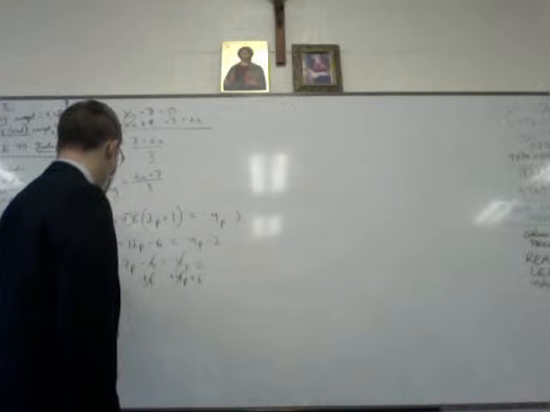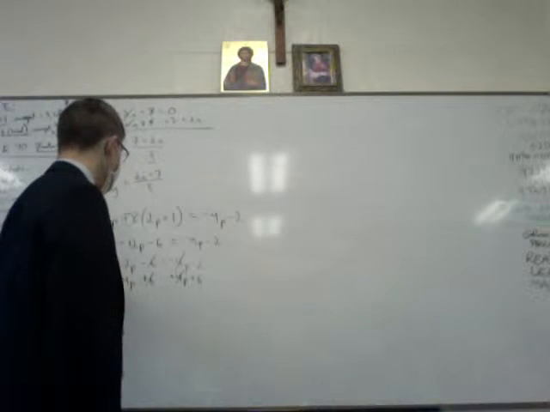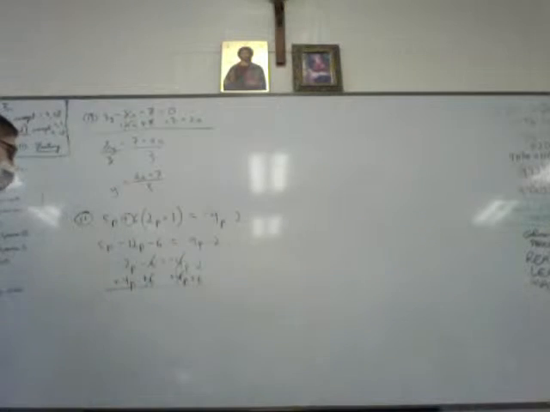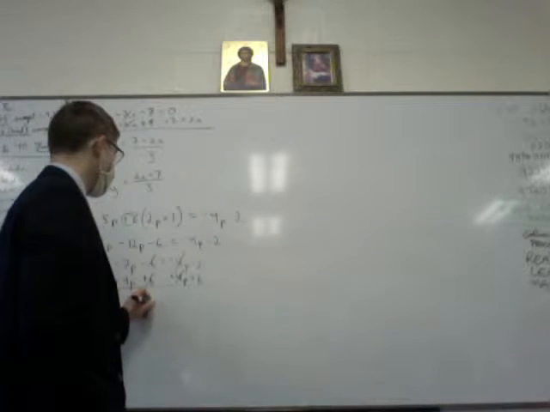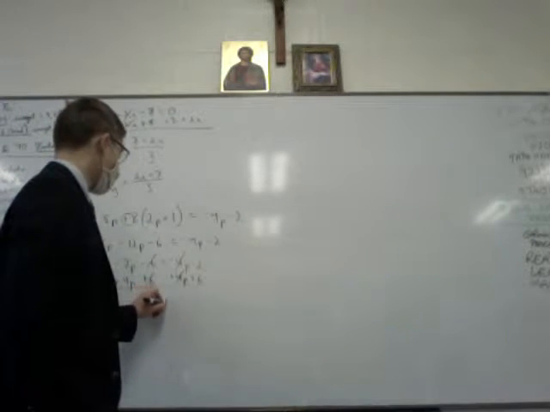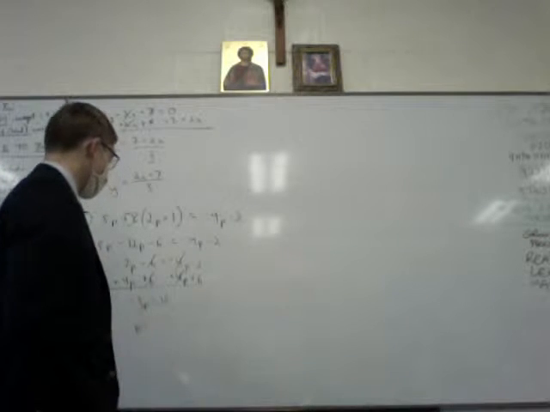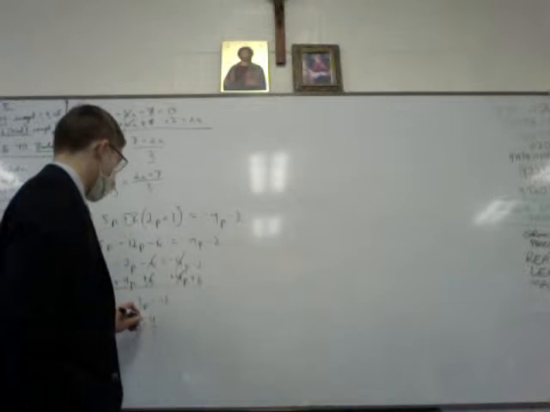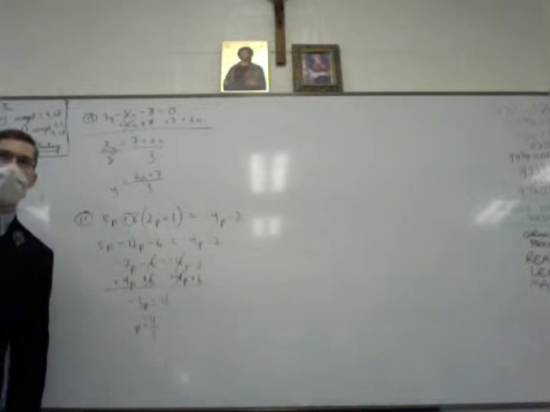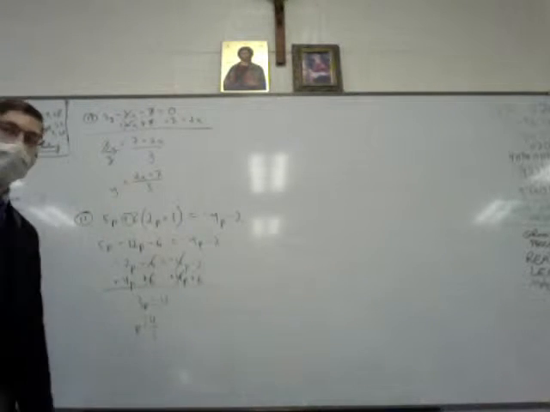So move the variable to the left by adding 4p to both sides. Move the constants to the right by adding 6 to both sides. Now what do we have? Negative 3p equals 4, so p equals? 4 over negative 3, or you could write negative 4 over 3, whatever.